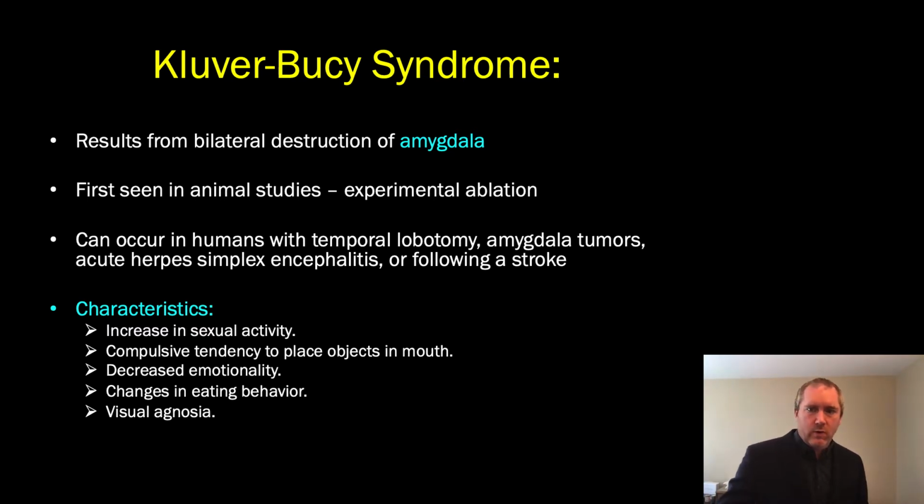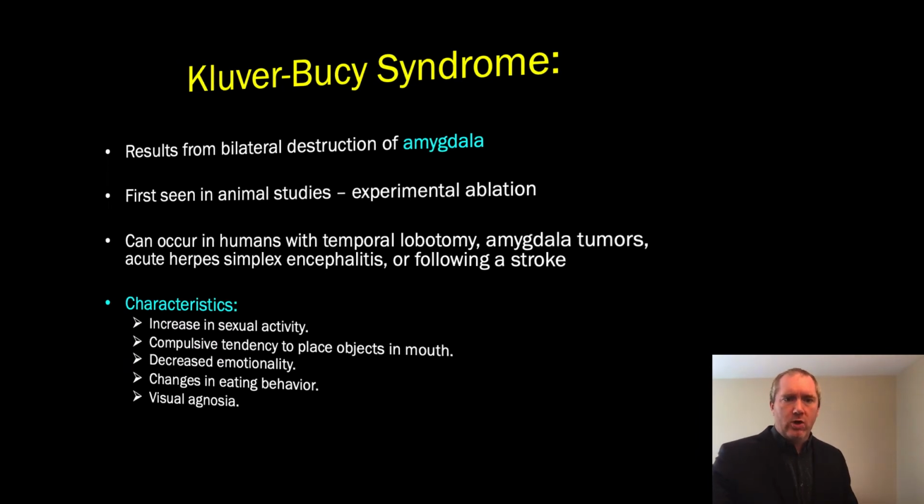It has occurred following certain lobotomies. And it can also occur following severe viral infections of the brain or following stroke, which, as you probably know, is when blood is where it should not be in the brain, basically a brain bleed. But what happens if you destroy the amygdala is that you see an increase in sexual activity. Subjects tend to compulsively put things in their mouths, sort of an oral fixation. You see overall decreases in emotionality, changes in eating behavior, and visual agnosias.